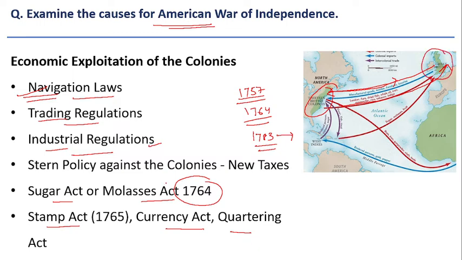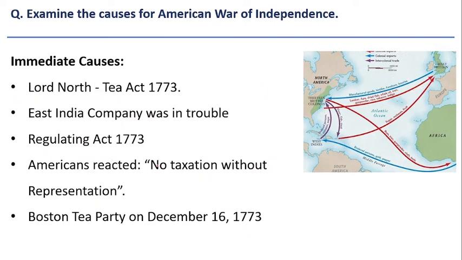And when they imposed new taxes after the Seven Years' War, the colonists wanted complete freedom, and they raised the slogan: no taxation without representation. This slogan became very powerful, and now people wanted to fight against British imperialism and colonialism. The immediate cause: when this kind of resentment was already there, in 1773 Lord North, the Prime Minister of Great Britain, imposed the Tea Act, and the slogan no taxation without representation started.